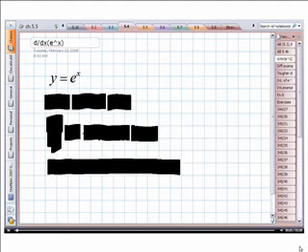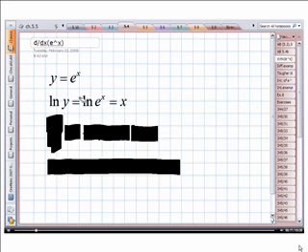This section is on derivatives and integrals of e to the x. To find the derivative of e to the x, we first start out with y equals e to the x. Then we take a natural log of both sides. So we have ln y equals ln e to the x. Now ln e to the x is just x. Those cancel. Now we can differentiate.